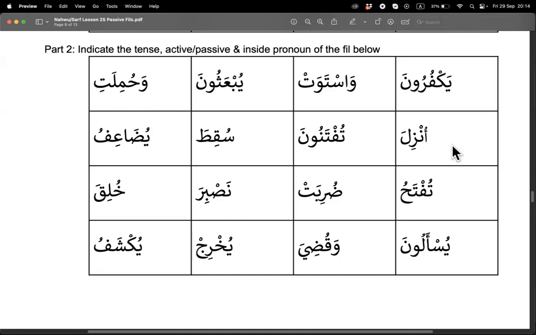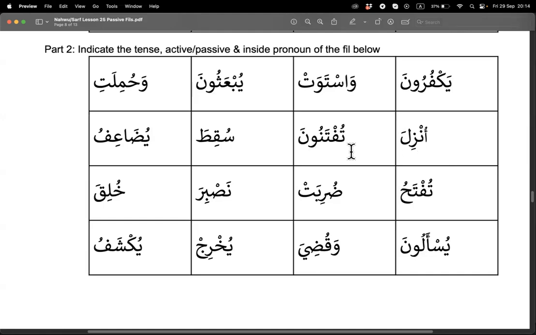Next one, unzila. Maybe this one is fi'il madhi, I believe. Yes, this is madhi. Correct. This one ui, I believe this one is majhul. Very good. And who's our naibul fa'il? We call it naibul fa'il, it is huwa. Yes, if it's a majhul fi'il, then yes, naibul fa'il.